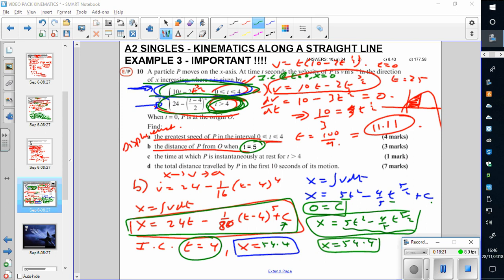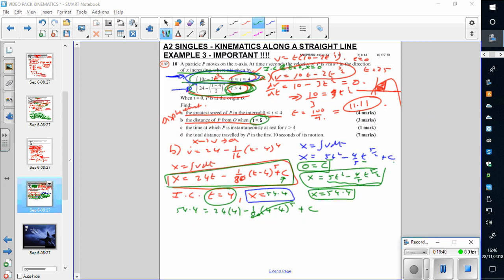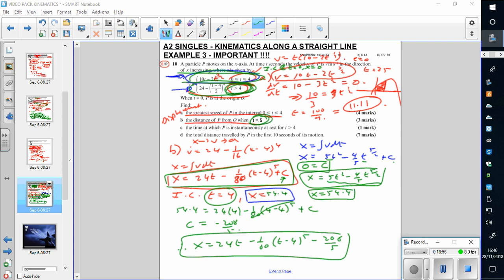All right? So 54.4 is 24 times 4 minus 1 over 80 times 4 minus 4 to the 5, plus c. I get 54.4 minus 24 times 4. Okay, so it tells me that c is minus 208 over 5. So therefore my finished curve is 24t minus 1 over 80, t minus 4 to the 5, minus 208 over 5. If I want to know the displacement when t equals 5, I just need to whack in 5.